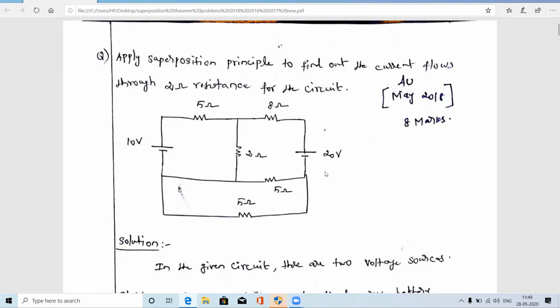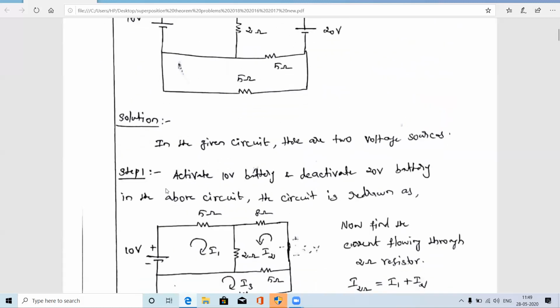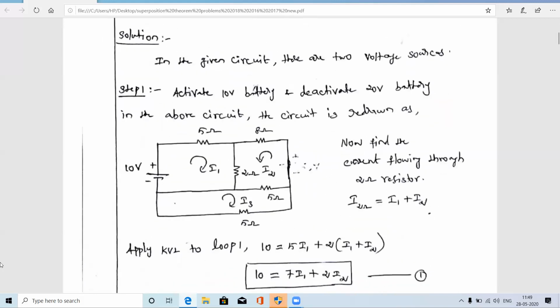Then the total current flowing through this 2 ohm resistor due to the first source and the second source is the addition of the current flowing through the 2 ohm resistor due to the 10 volt source and the current flowing through the 2 ohm resistor due to the 20 volt source. So three steps we have to follow. In step number 1, activate the 10 volt battery and deactivate the 20 volt battery. Now we will get the circuit like this.